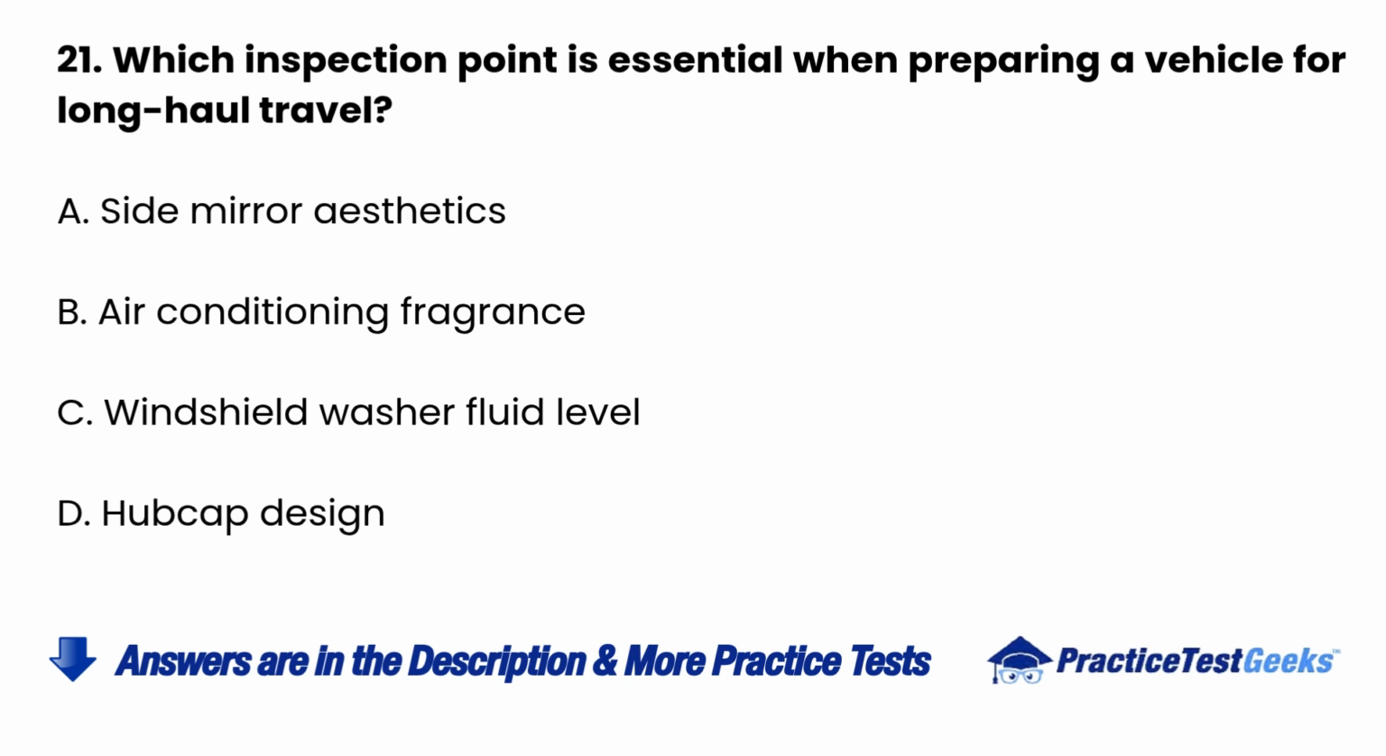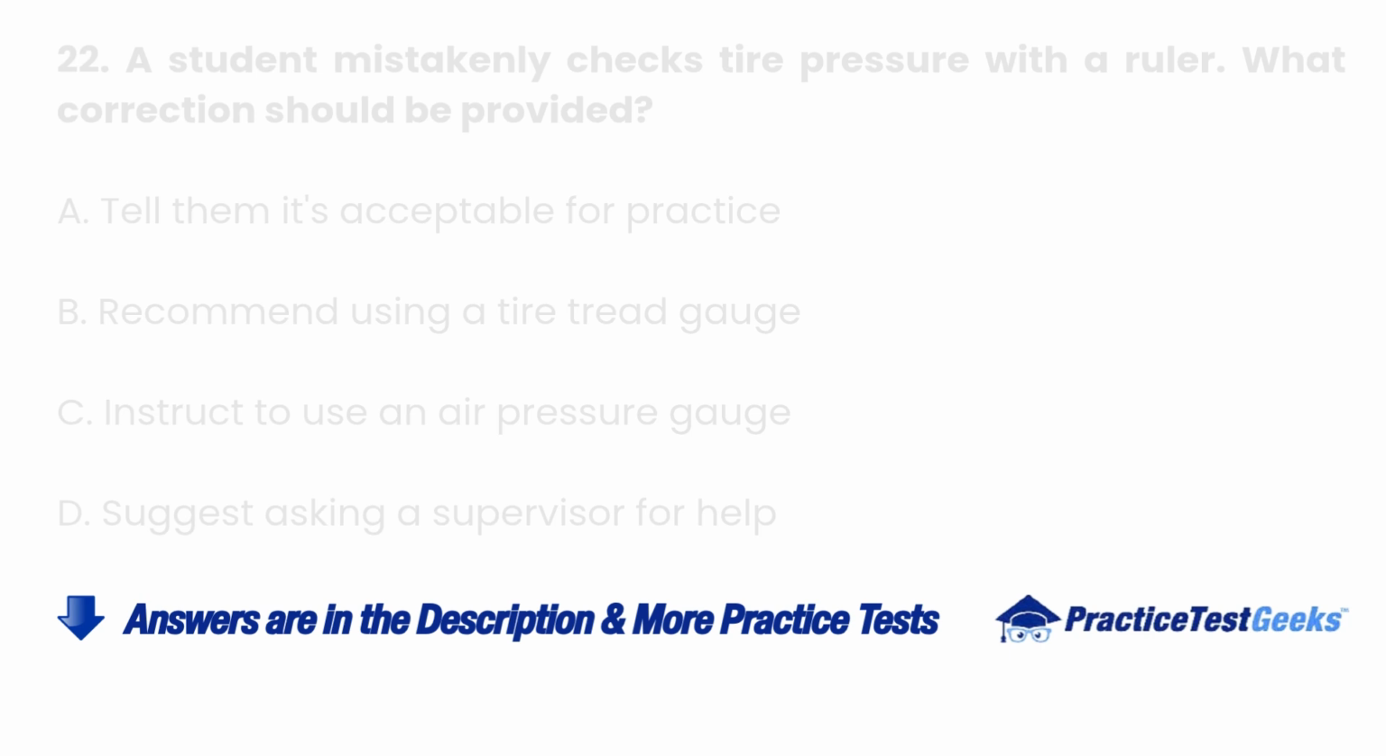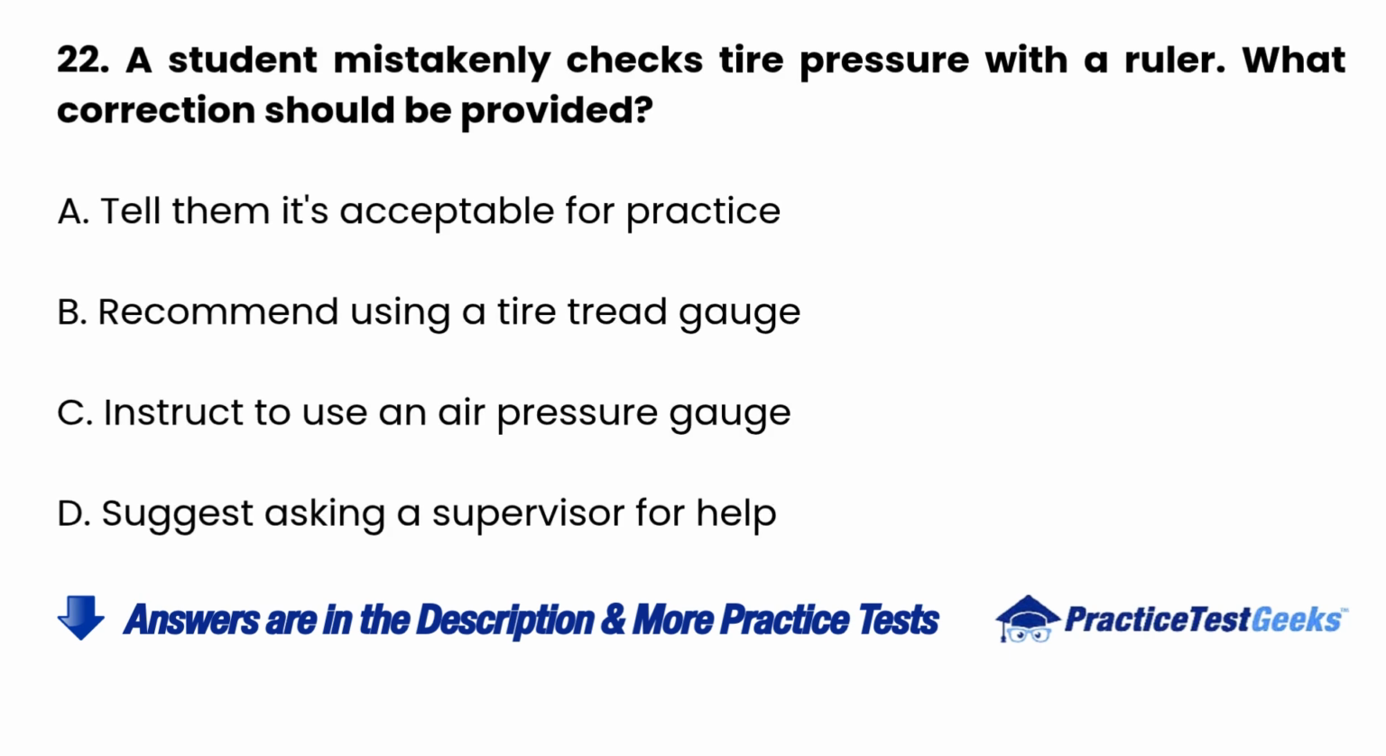A. Side mirror aesthetics. B. Air conditioning fragrance. C. Windshield washer fluid level. D. Hubcap design. 22. A student mistakenly checks tire pressure with a ruler. What correction should be provided?